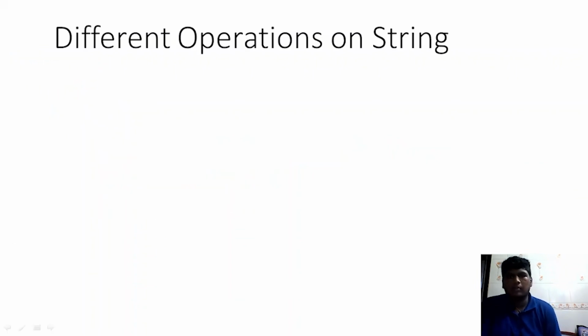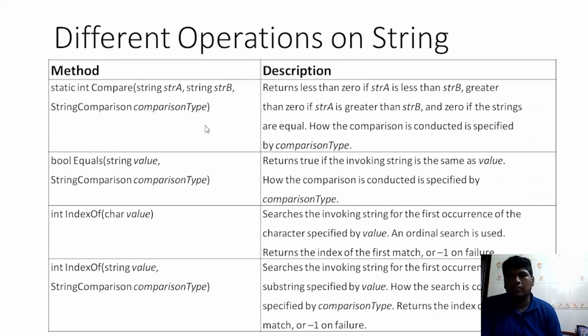Now let's see different operations that are performed on strings. The first one is the Compare method, in which we compare whether both the strings are equal or not. If both the strings are equal, it returns 0, or else it returns negative if the first string is less than the second string, or a positive value if the first string is greater than the second string. Equals is similar to Compare, but the difference is that it returns either true or false.